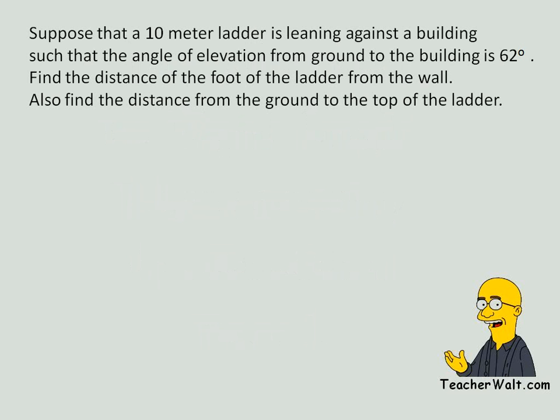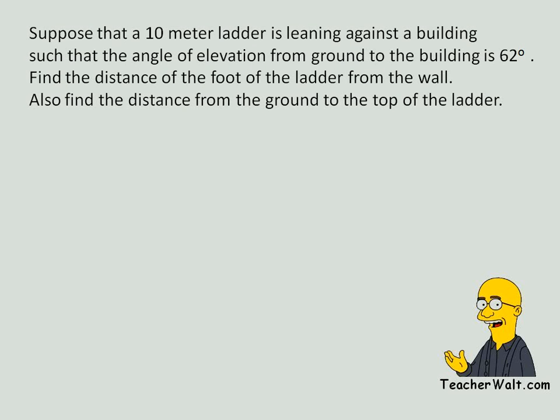First of all, suppose that a 10-meter ladder is leaning against a building, such that the angle of elevation from the ground to the building is 62 degrees. Find the distance of the foot of the ladder from the wall. Also find the distance from the ground to the top of the ladder.